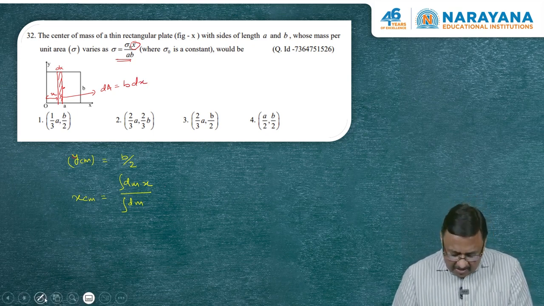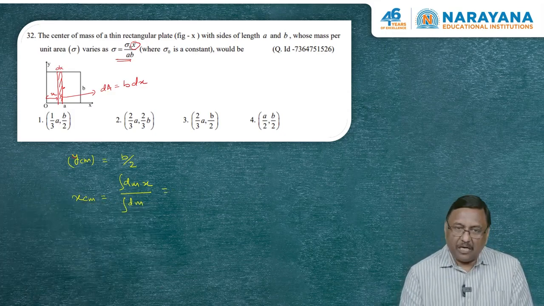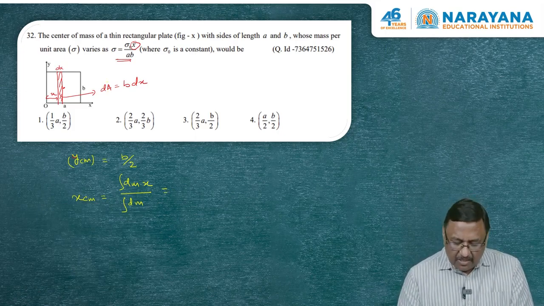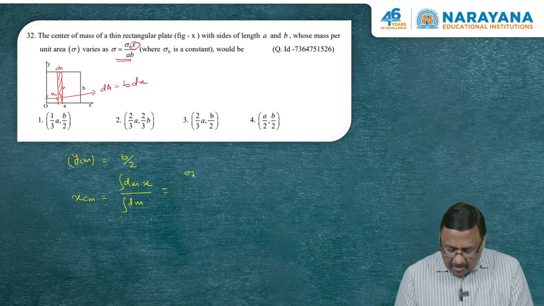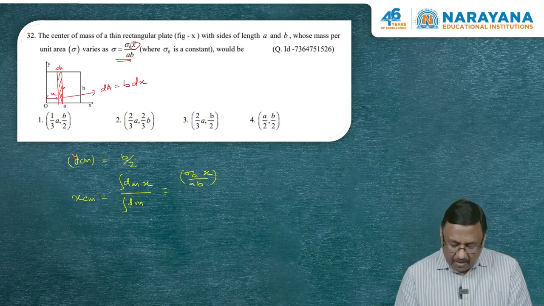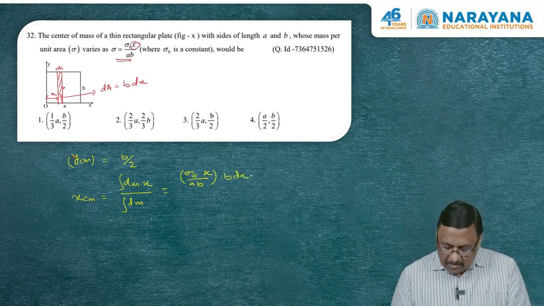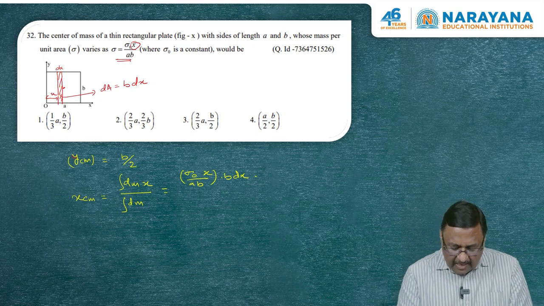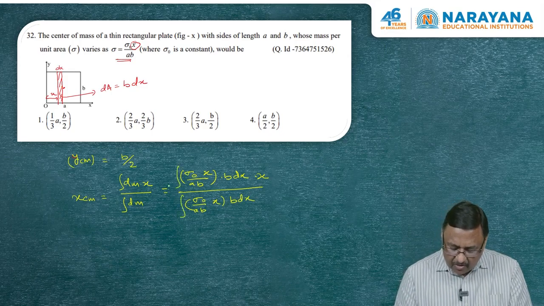So how do I write my mass relation? Mass is nothing but mass density into area. The mass density is given in terms of area itself. So I write dm is equal to, listen carefully, sigma naught into x divided by ab, this is sigma, into dA. dA we have written as b into dx. This into elemental distance x, so I write into x divided by whole thing dm. It is sigma naught upon ab into x into b into dx. This now is my mass.